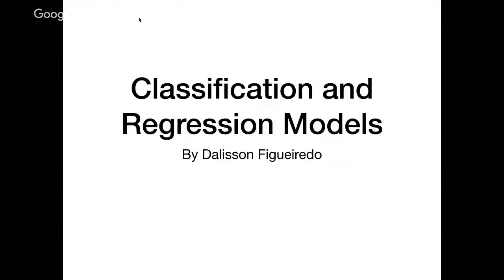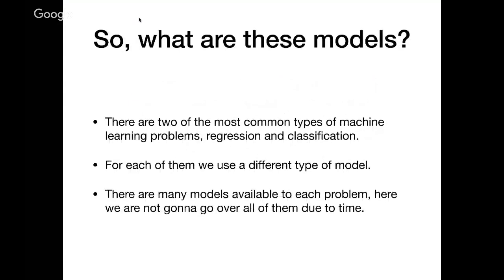Okay, classification and regression models. So what are these models? These are models to solve two of the most common machine learning problems, which is regression and classification. For each of them, we use a different type of model. For classification, you use a classification model, of course, and for regression, you use a regression model.